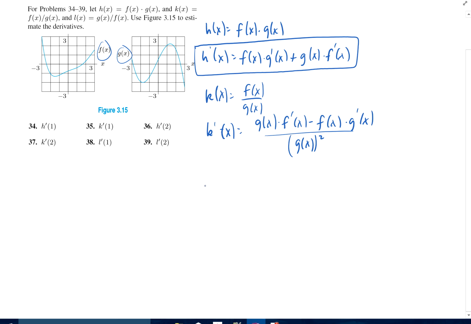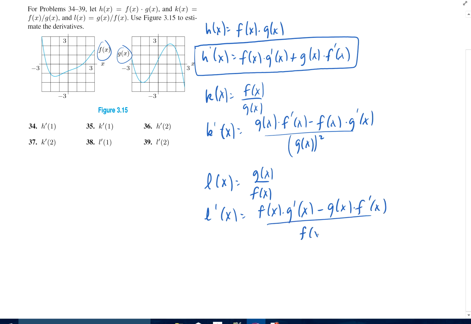And then l of x is g of x over f of x. So l prime is the bottom times the derivative of the top minus the top times the derivative of the bottom, all over the bottom squared. Okay, so we've got h prime, k prime, and l prime sitting here.